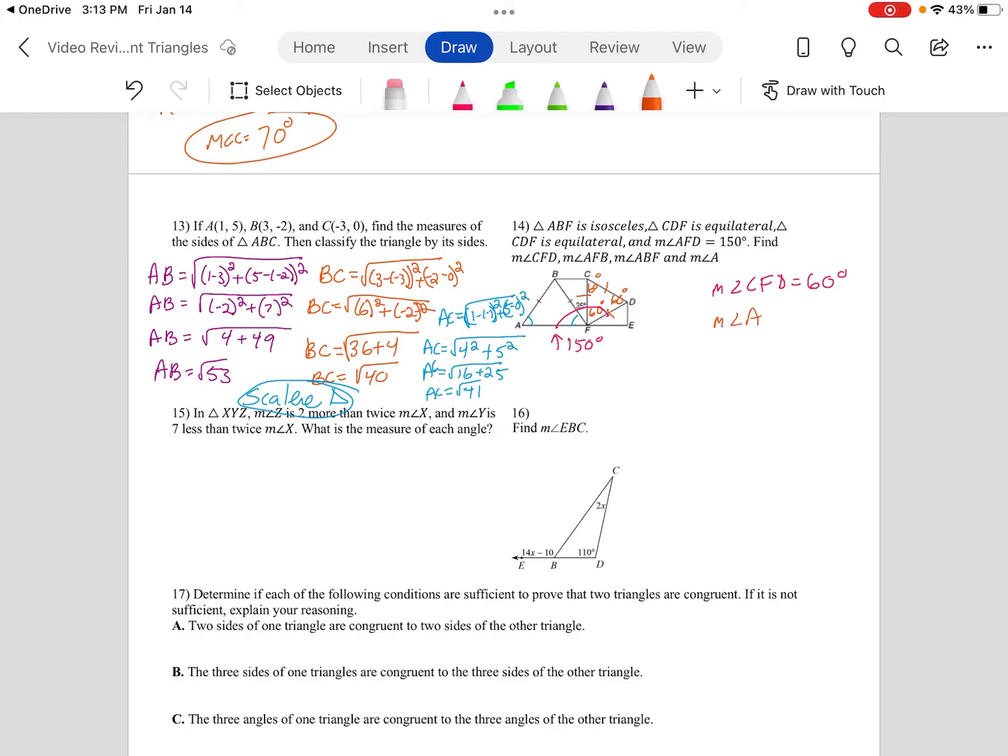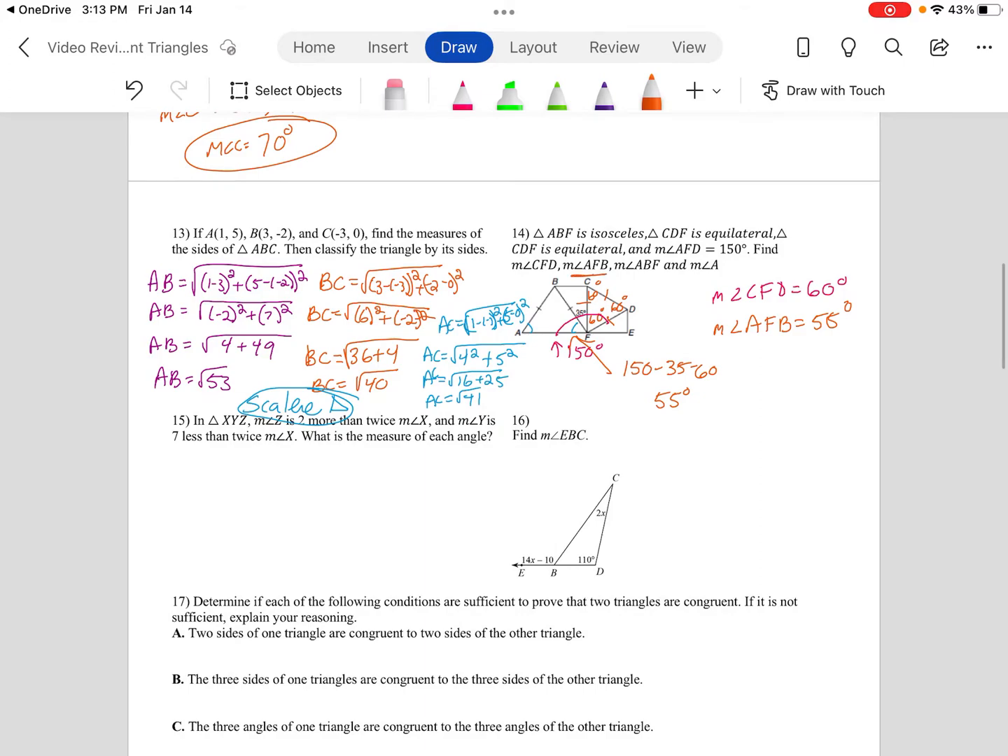Measure of angle AFB. So AFB, this angle right here, well, I know that these add to 150, so it's going to be 150 minus 35 minus 60, which is 55 degrees. So that was that one.